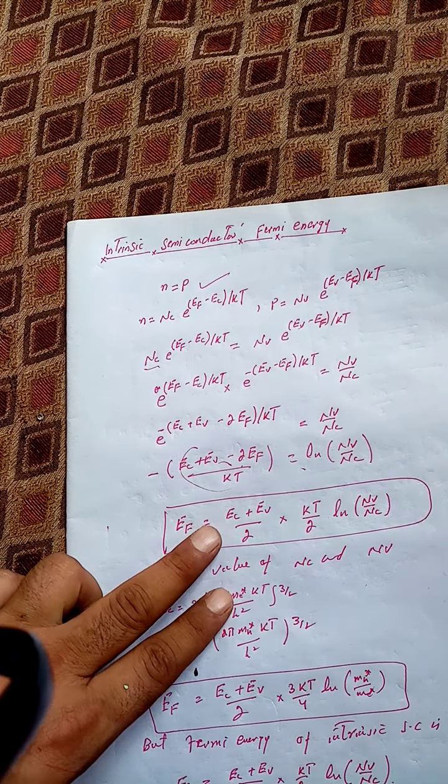Now we consider different cases. The first case is when we suppose that the mass of the hole is greater than the mass of the electron.